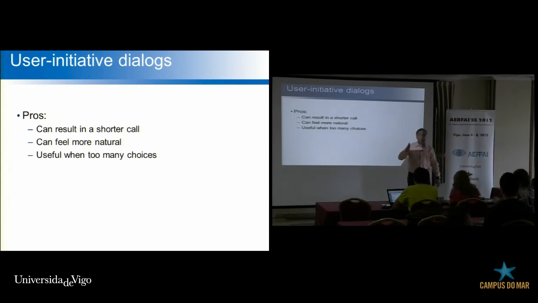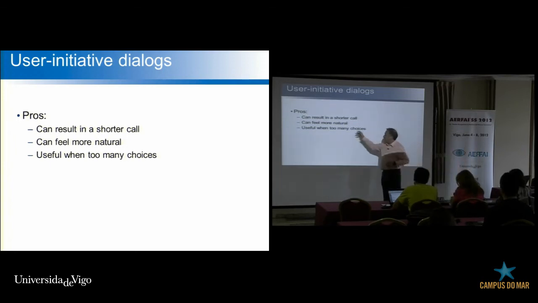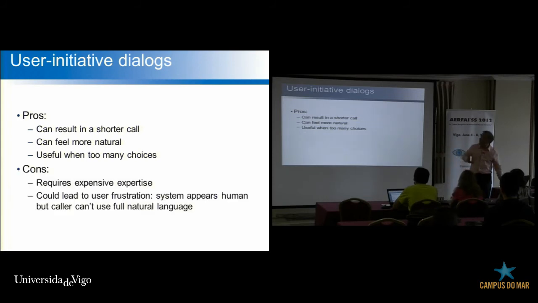How many of you remember calling a system and being in a voice menu hell, where it takes you forever until you get to the destination? I mean, it's kind of painful. Much better to say, well, this is what I want. You just say what you want quickly, and the system routes you to the right place. More natural, and it's particularly useful when you have many choices. And more of the technology is moving in that direction.